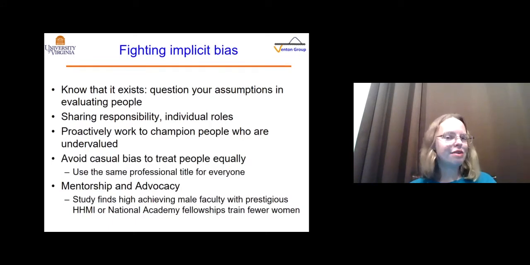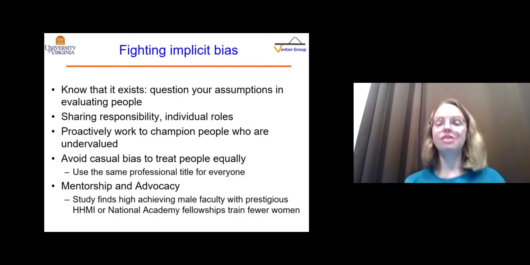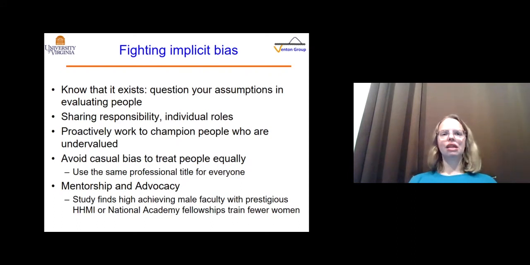Okay, so fighting implicit bias, what do we do? I have to admit that I don't think there are always that many good solutions out there, but this is what the papers say. The first one is to know it exists and question your assumptions in evaluating people. A lot of times in evaluating people, you maybe need to get off the one or two criteria that everybody thinks are important, like the number of papers, and think about what else is important. How about creativity or building community, things that certain groups might be really good at or be pushed into, but we don't always look at as a valuable thing.